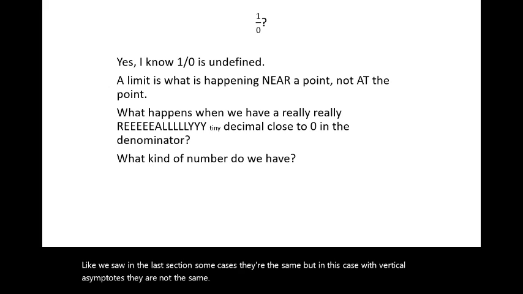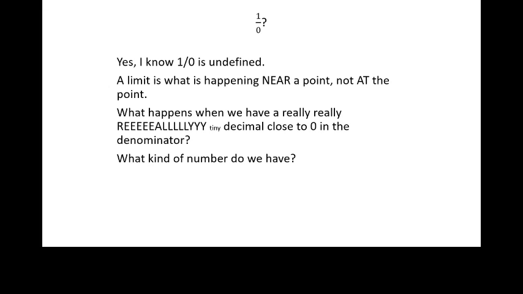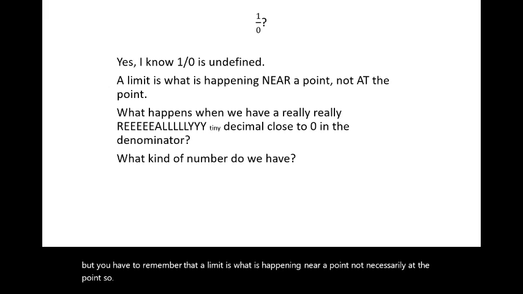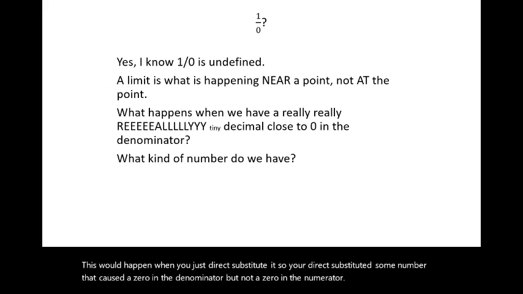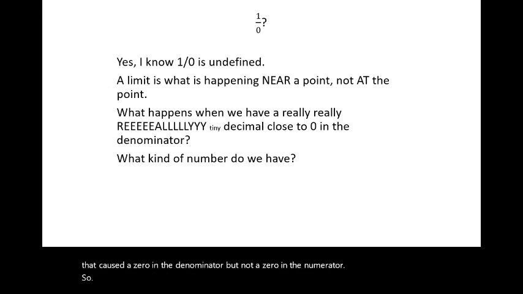So this would happen when you just direct substituted. So you direct substituted some number that caused a 0 in the denominator, but not a 0 in the numerator. So you're not really looking at what's happening at that point. You're looking at what's happening near that point. So in reality, you don't actually have a true 0 in the denominator. You actually have a really, really, really tiny decimal close to 0 in the denominator. So what happens when you have some integer like 1 over a really, really tiny decimal close to 0 in the denominator?